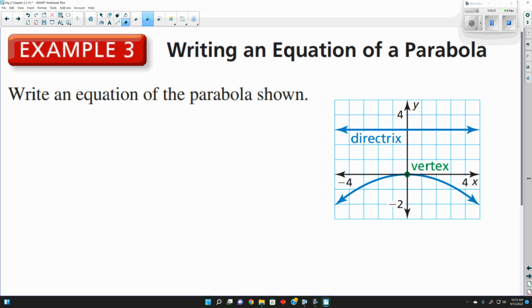So looking at this information, one thing they told us was that the vertex is the point 0, 0.